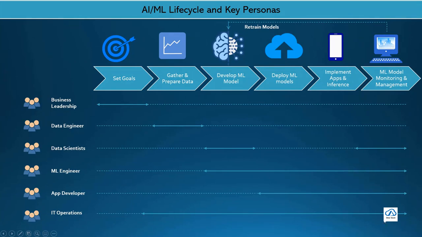And IT operations is the one who supports throughout this approach: from bringing the data, developing the model, giving the platform to develop the model, supporting the deployment platform, implementing the machine learning application, and giving support for model production and model monitoring. So it's a task of a full group, where the business leader, data engineer, data scientist, machine learning engineer, app developer and IT operations collaborate with each other to achieve the goal. That's how the AI ML lifecycle and key personas look.